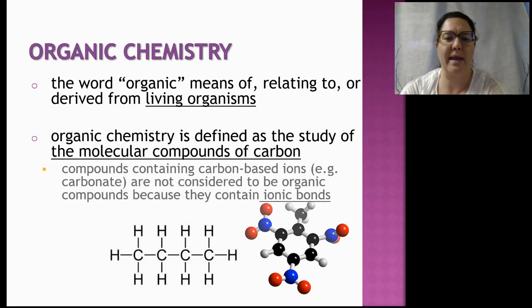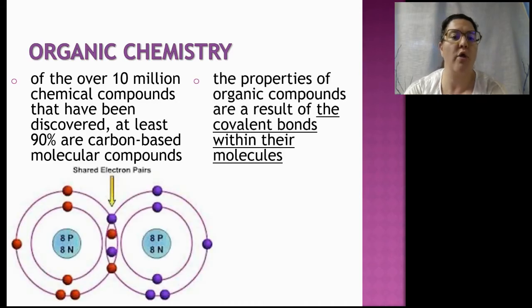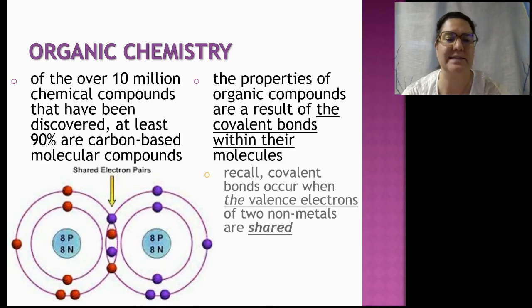So, the word organic means relating to or derived from living organisms. In organic chemistry, this is defined as the study of molecular compounds of carbon. Compounds containing carbon-based ions, like carbonate, are not considered to be organic compounds because they contain ionic bonds. So, we're going to be looking at molecular compounds of carbon. Of the over 10 million chemical compounds that have been discovered, at least 90% are carbon-based molecular compounds.